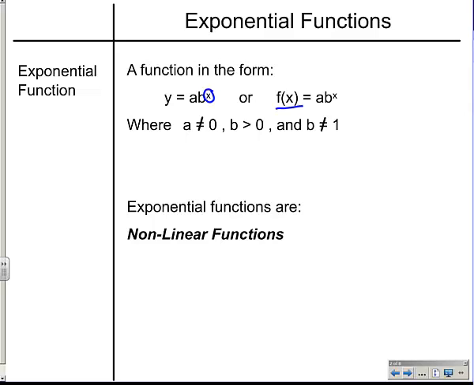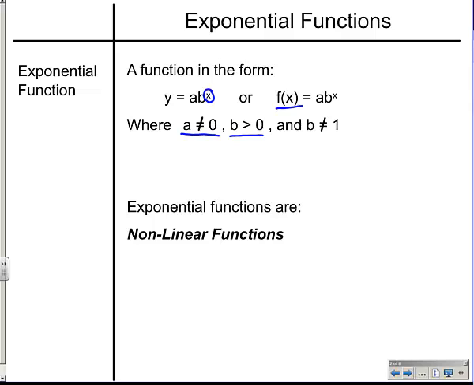Now there are some limitations here. You cannot have a be a 0. If you did, the whole thing would equal 0. And the b value needs to be bigger than 0, meaning it should not be negative. So 0.1, 0.2, anything that's positive but not negative.